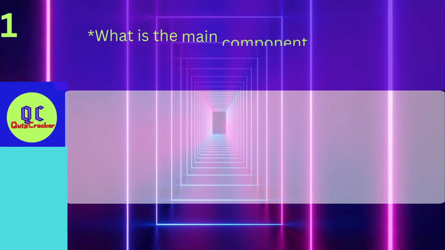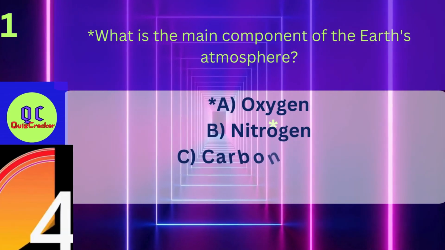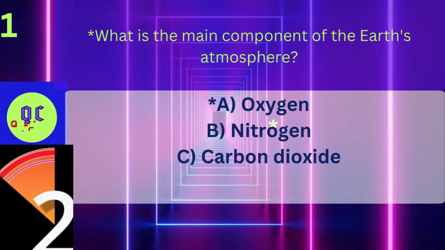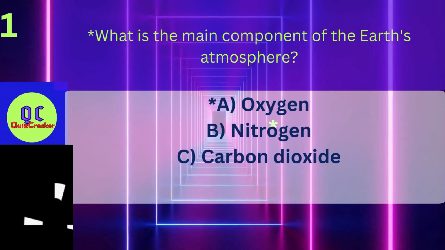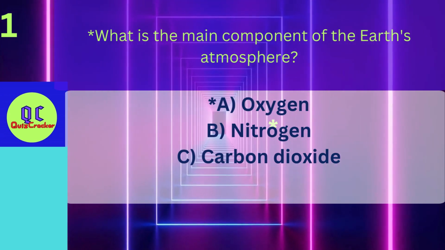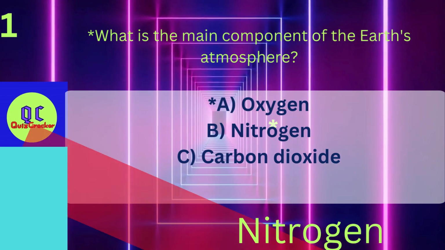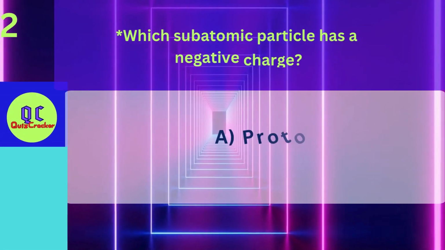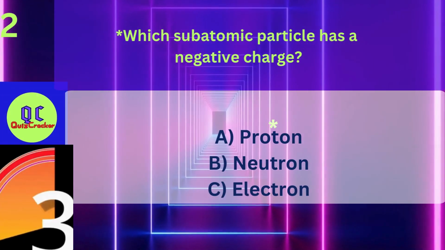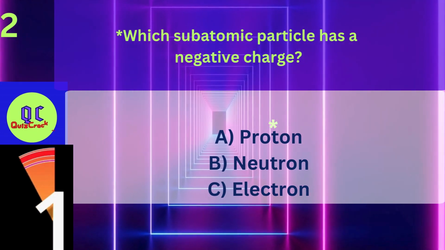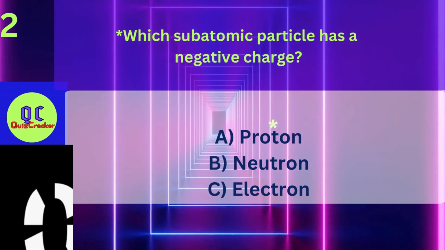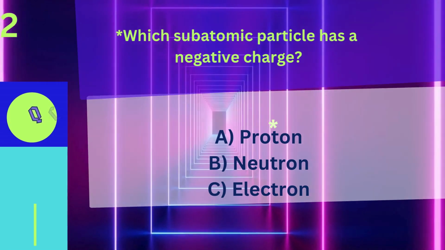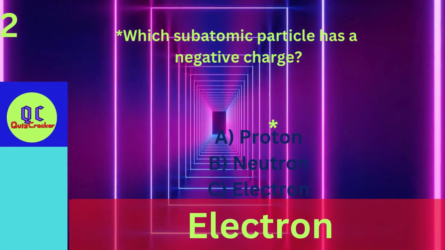What is the main component of the Earth's atmosphere? A. Oxygen. B. Nitrogen. C. Carbon dioxide. Correct answer, B. Nitrogen. Which subatomic particle has a negative charge? A. Proton. B. Neutron. C. Electron. Correct answer, C. Electron.